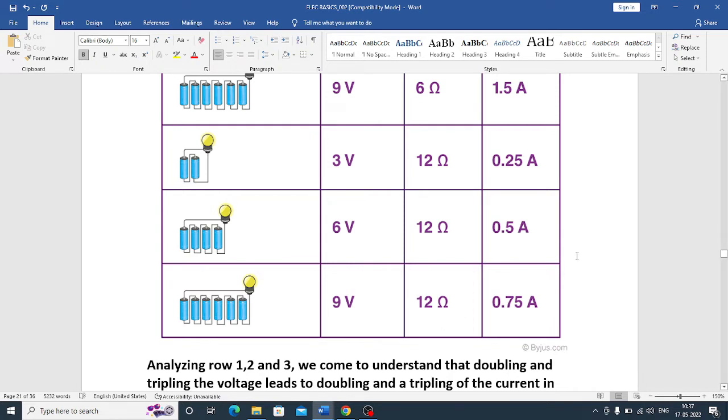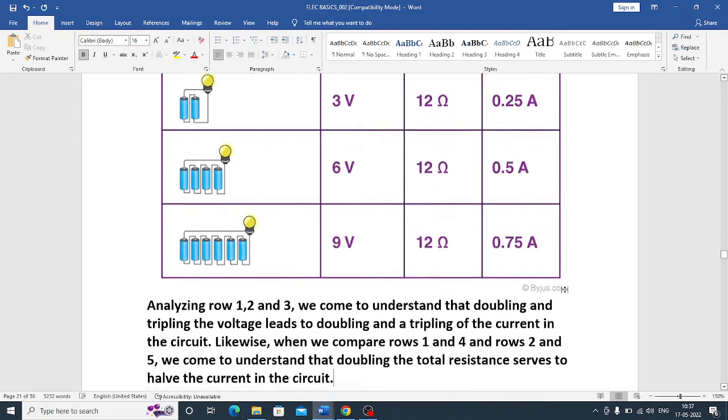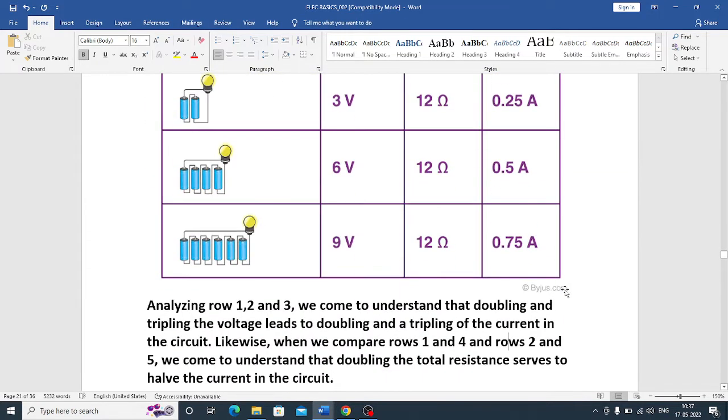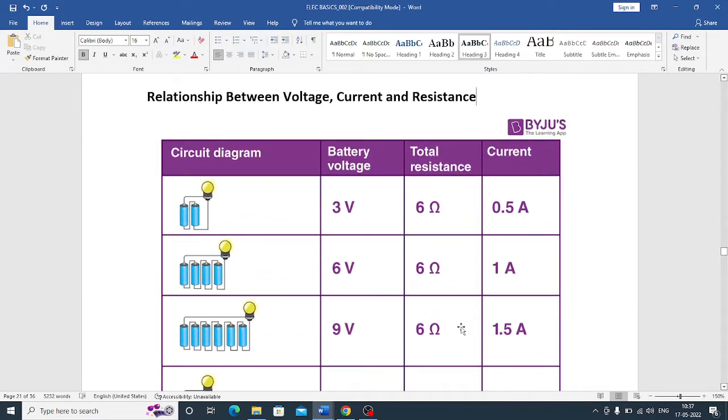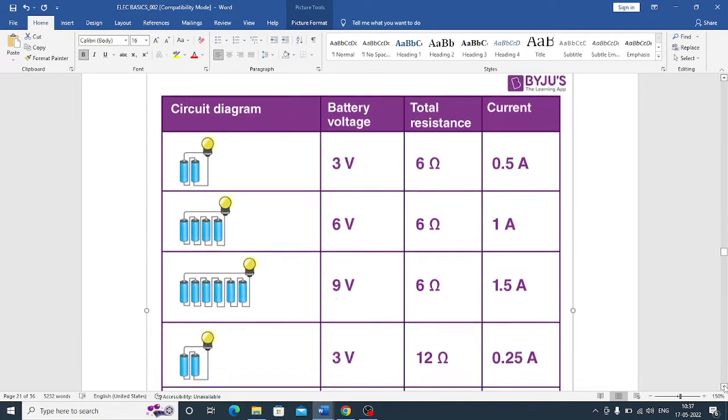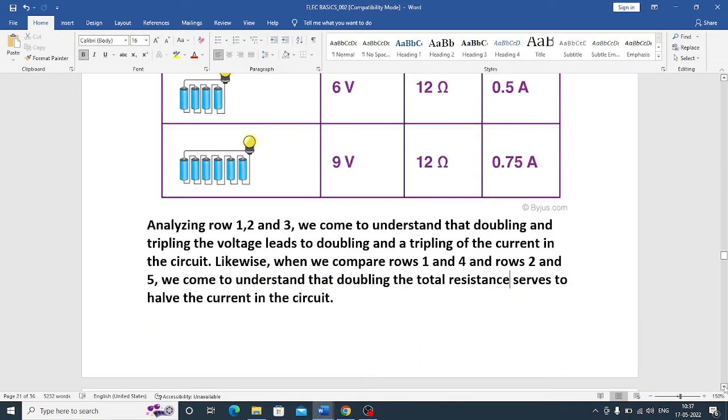Now if the bulb's resistance is say 12 ohms, you will get for this condition 3 volt, so many amperes: 3 by 12, 6 by 12, 9 by 12. So the point is, if you increase the voltage, current will increase. If you increase the resistance, current will decrease, because current is proportional to voltage and inversely proportional to resistance.